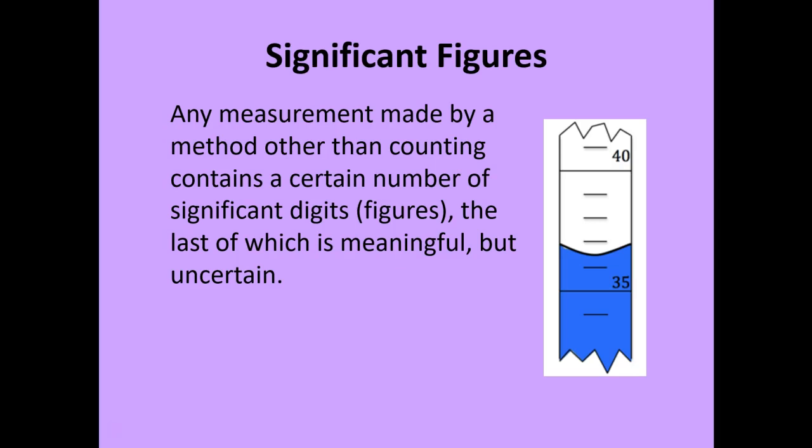So any measurement that's made by a method other than counting contains a certain number of significant digits or significant figures, the last of which is meaningful but uncertain. And that's what I was just saying before. We can agree that it's 36 point something. Whether it's 36.4 or 36.5 is up for debate. But it is useful to have that 0.4 or 0.5 there, because that actually tells us that it's pretty much right in between 36 and 37, and it's not 36 and it's not 37. We can be more precise.